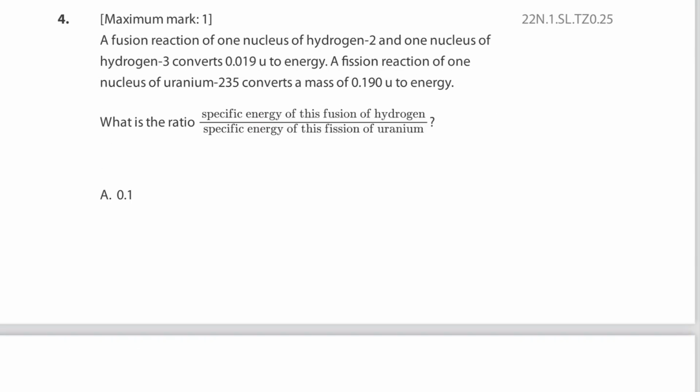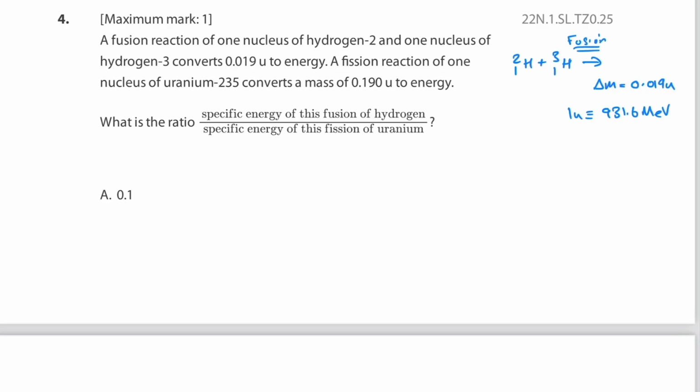Question 4. A fusion reaction of 1 nucleus of hydrogen 2 and 1 nucleus of hydrogen 3 converts 0.019 U to energy. Okay, so when we fuse together this, what we get is a mass defect of 0.019 U. And of course, we can work out what the energy of that is by using 1 U is equivalent to 931.6 MeV. I think it's 6, it might be 5. I don't think we're going to have to go as far as that. This is fusion.